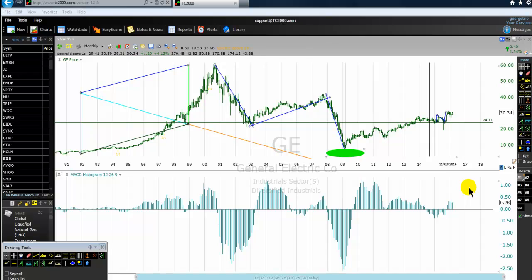How to combine MACD histogram and the wave principle.